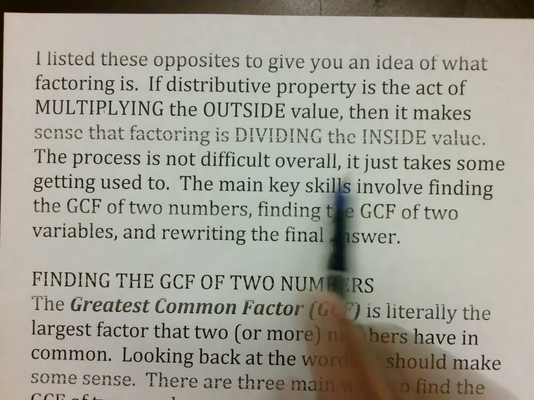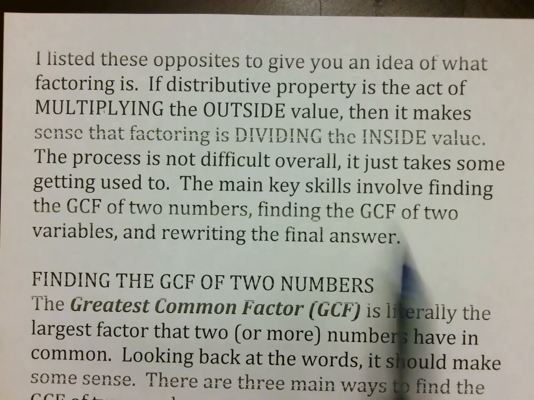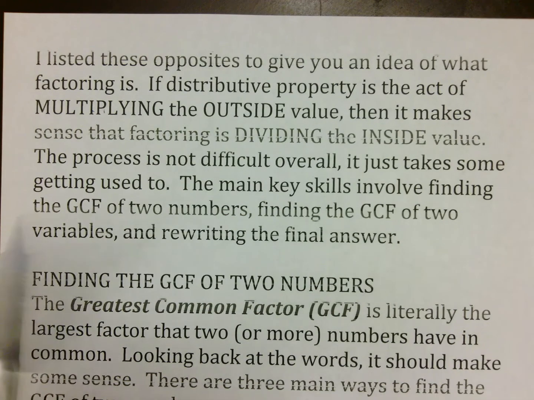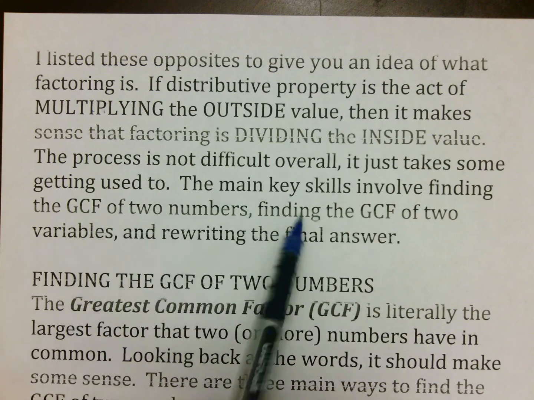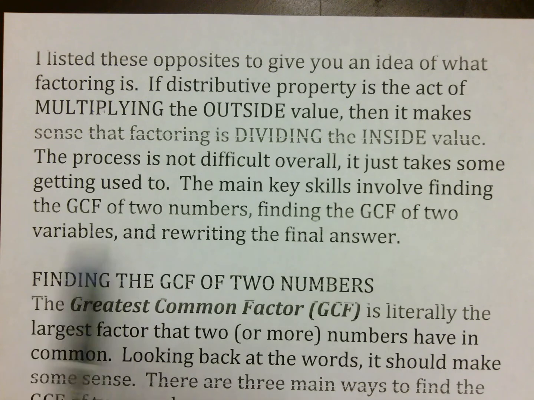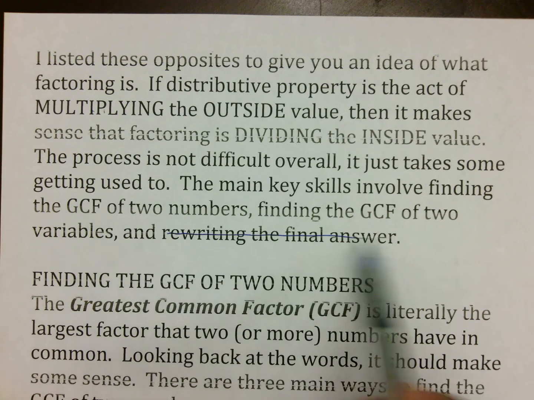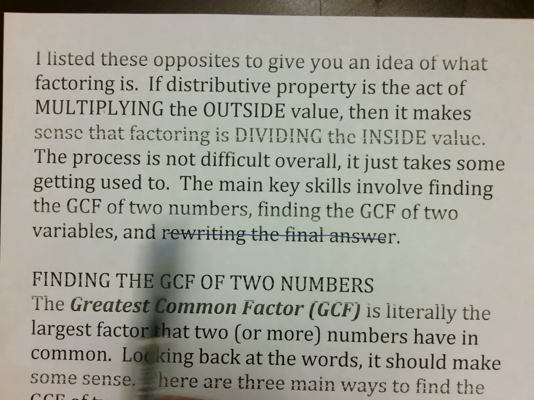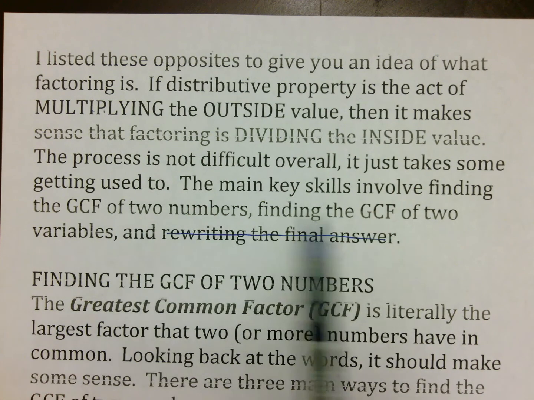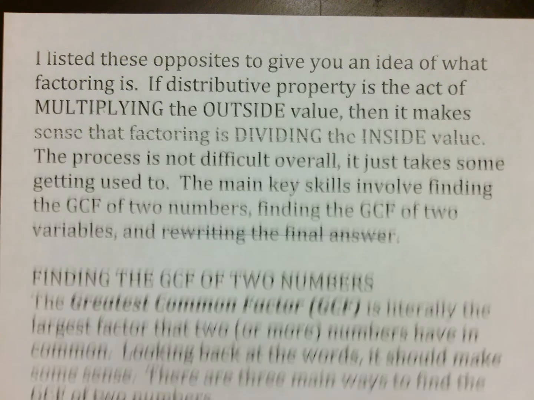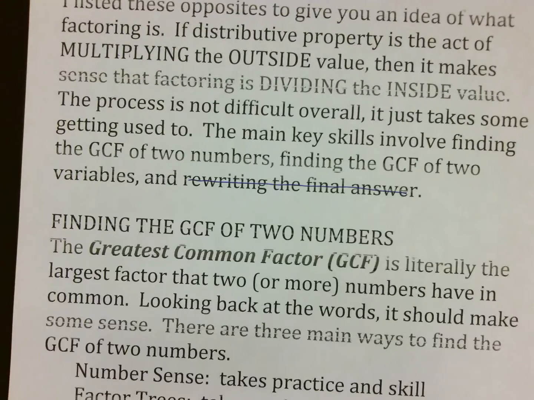The process isn't difficult overall. It just takes some getting used to. The main key skills involve finding the GCF of two numbers, finding the GCF of two variables, and then rewriting the final answer. We are not going to worry about this today, but again, those two things are what we're going to look at. How do we find the GCF of two numbers? How do we find the GCF of two variables? And we're going to go from there today.